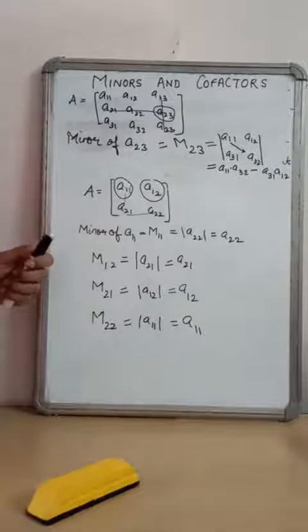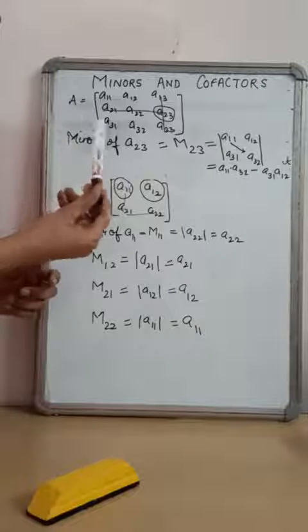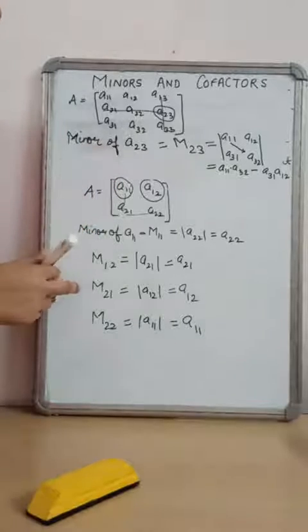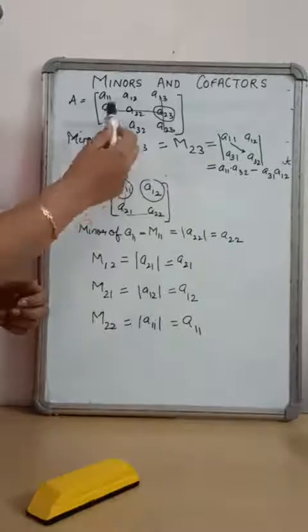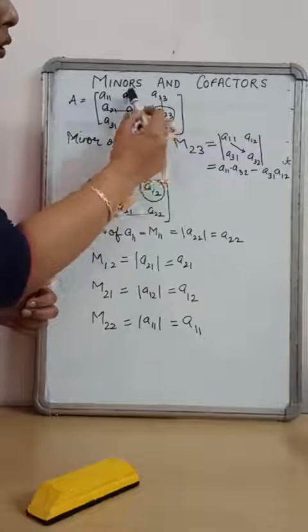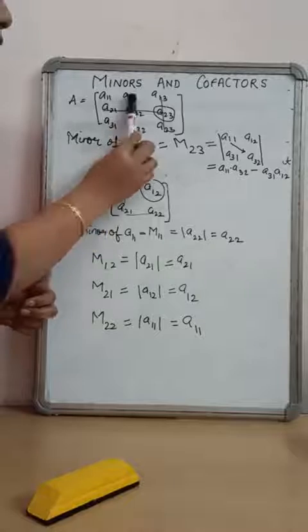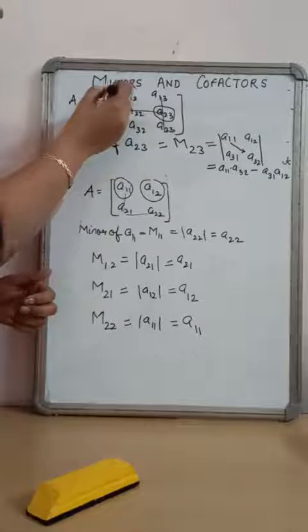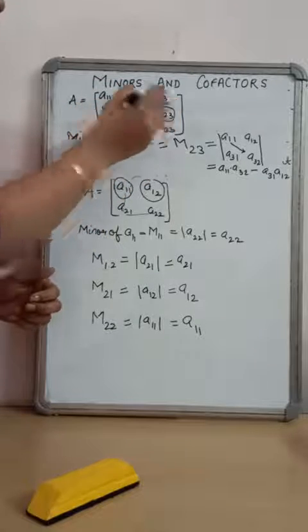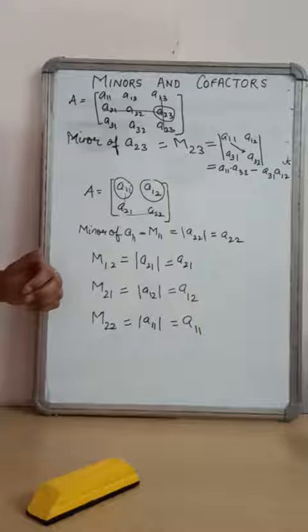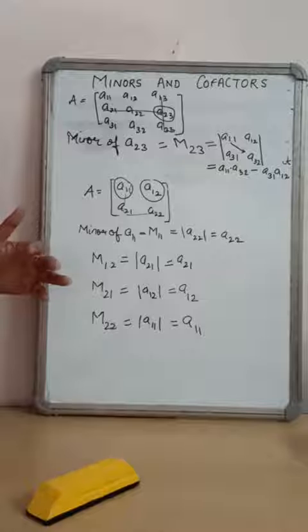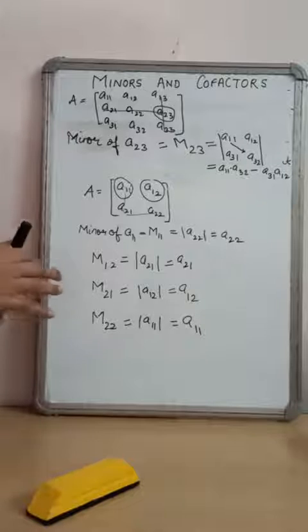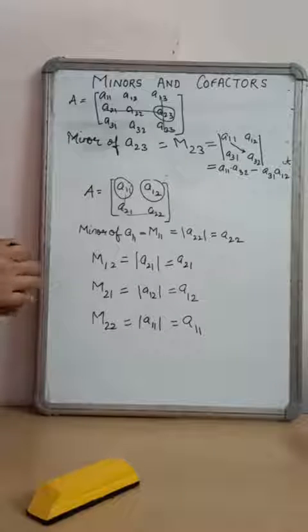And if you want to find any other element, say if you want to find for A32, then what will you do? You will eliminate the third row and second column. So when you eliminate these two, you are left with A11, A21, A13 and A23. So you will put the elements in the given order and you will find the determinant. Is that clear? So this is how you will find the minor.